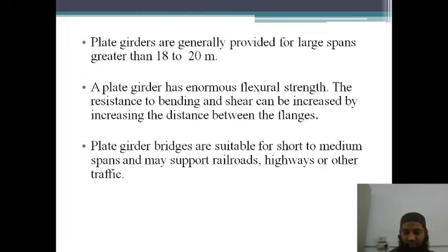Next, you can see the plate girder bridges are suitable for short to medium spans and may support railroads, highways or other traffic. As I had told you, where we want a continuous traffic of highways, and there is no possibility of coming up with a reinforced concrete structure in the middle of the highway, at those places we can connect this plate girder. And you must have seen in the city also, where metro rail has come up, at some junctions you can see a steel structure connecting these metro bridges. This was to avoid a column coming in the middle of the junction. So this plate girder plays a very important role in connecting two bridges.